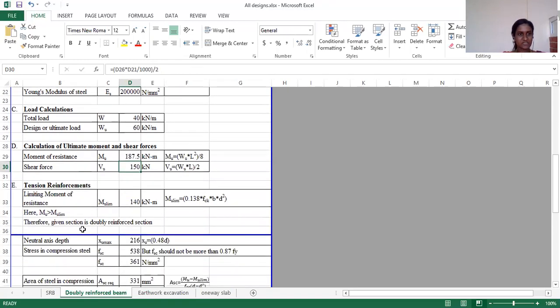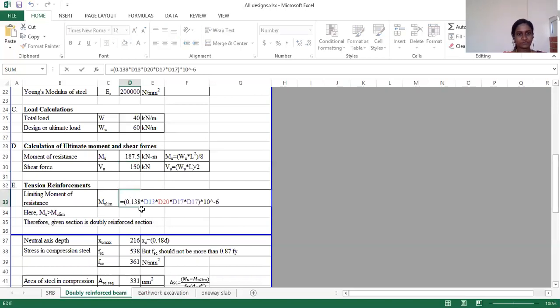Yes. Next, tension reinforcement. Now to find out tension reinforcement, first we should find out the Mu limit, meaning the moment carrying capacity of the beam, and also you should calculate the maximum moment coming over the beam because of the load. Both are different. So you have to calculate using this formula. Mu limit is equal to 0.138 fck bd square. This is the moment carrying capacity of the beam.